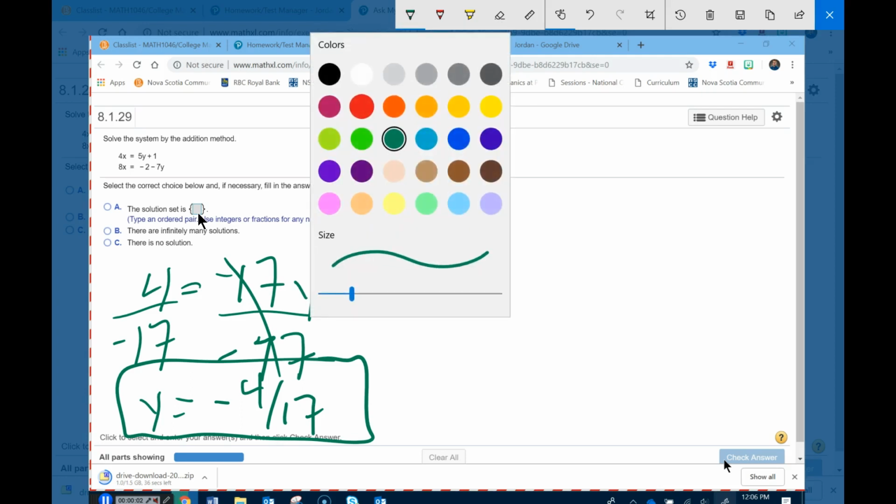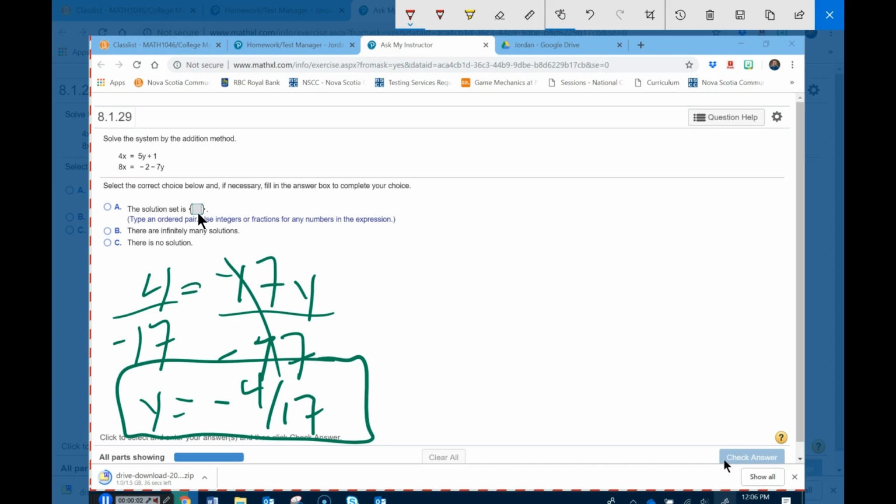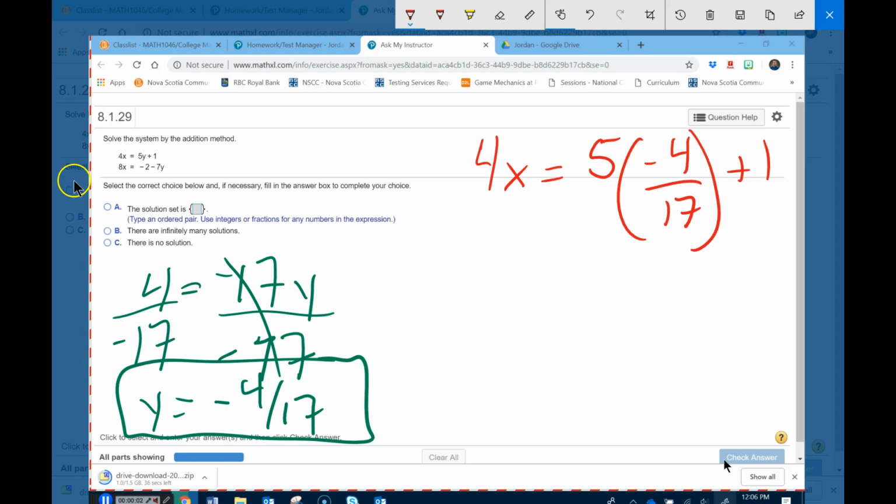So, what we're going to do now, we know that y is negative 4 over 17, and we just pick one equation. It doesn't matter which one. I'll pick the first one, just to say. That's going to be 4x equals 5 times, now, instead of y, I'm going to write in negative 4 over 17, plus 1. So that's my original equation, and I just subbed in negative 4 over 17 for y.